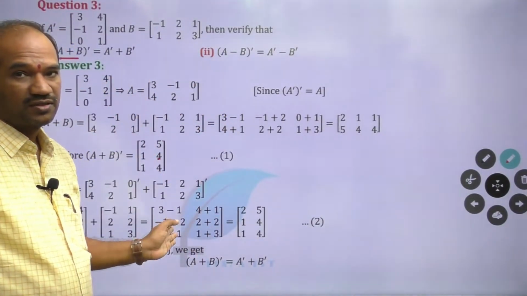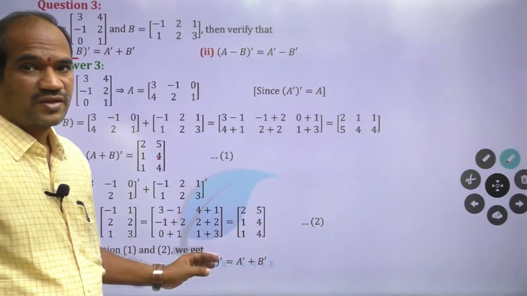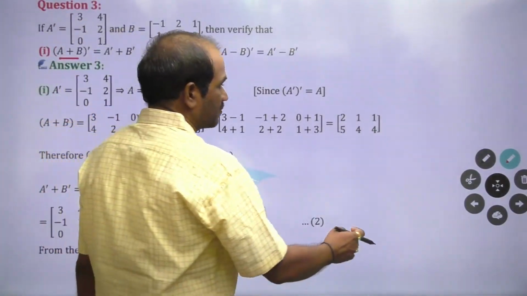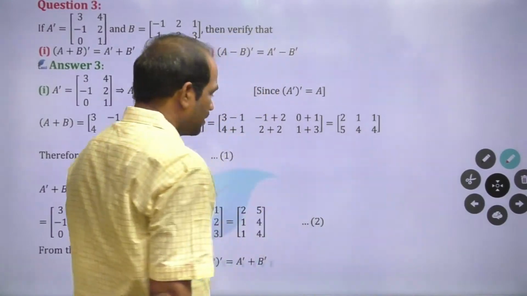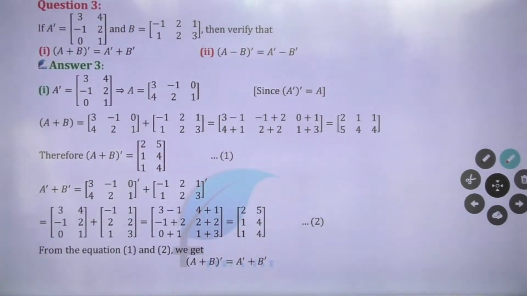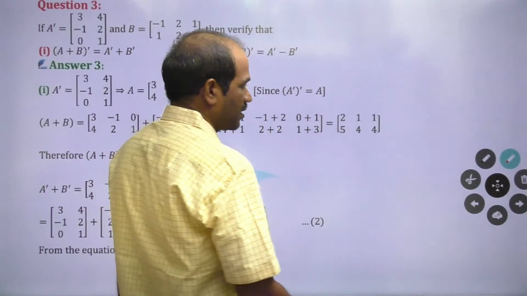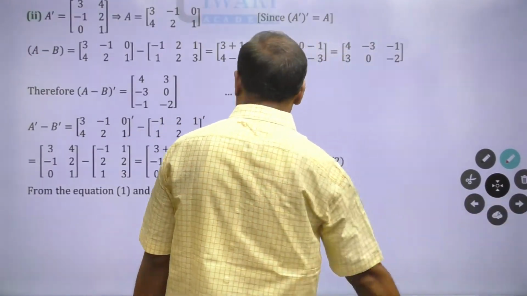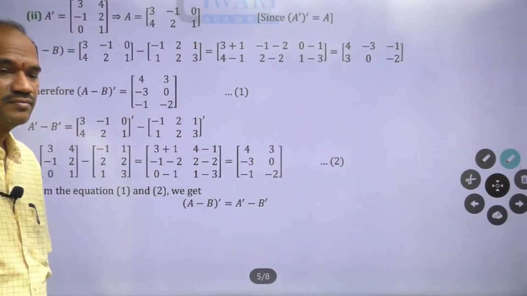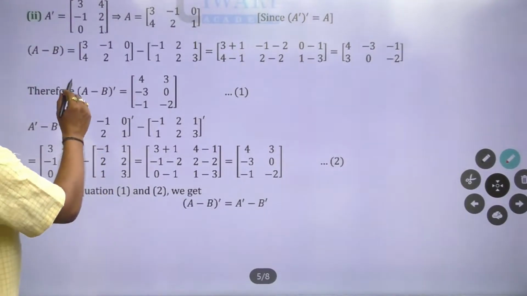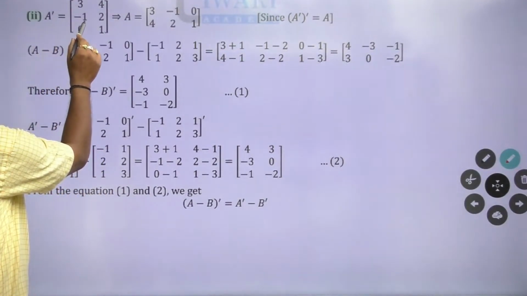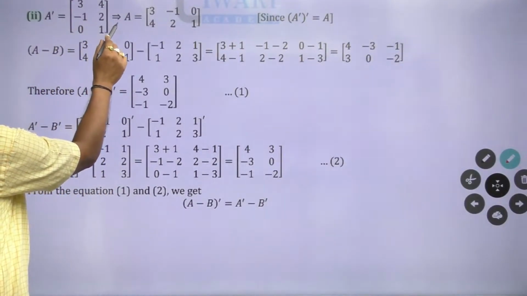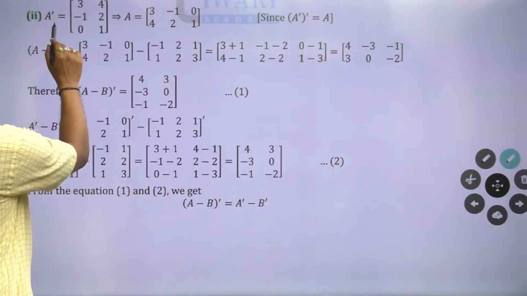Same procedure for the second one. Write the first one. See here in the second part, A dash is equal to A, this is A dash, the given data. So that implies A is equal to A dash.